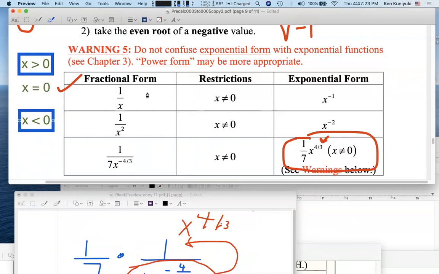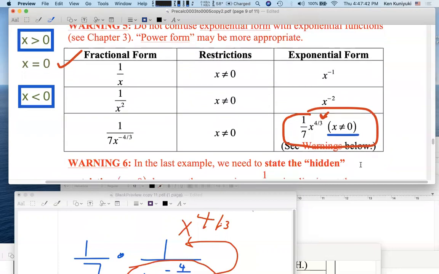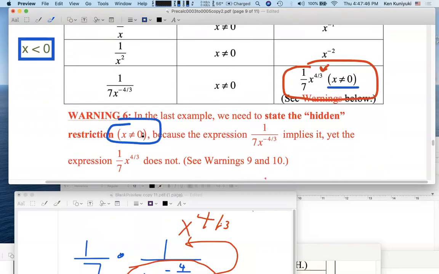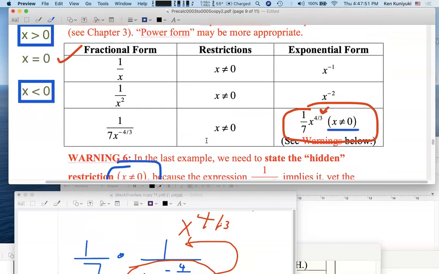So we're relating here fractional forms with exponential or power forms. Here we rewrote the expression as a constant coefficient times the power of x. And there was a hidden restriction. It's not evident in this final expression that 0 is still illegal for x. So we should include this hidden restriction. Hidden restriction, x cannot be 0. Next up, we're going to talk about radical forms more explicitly.